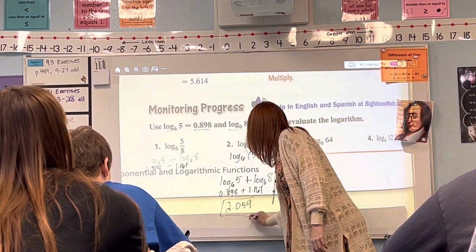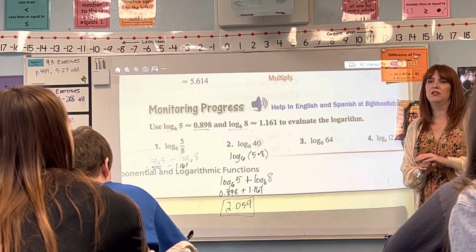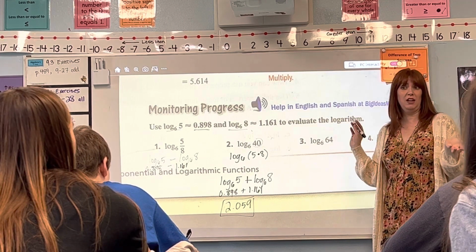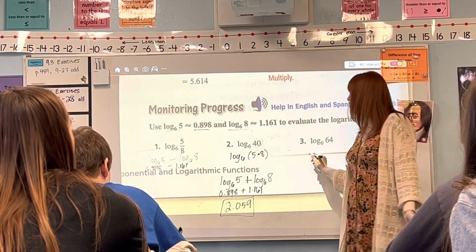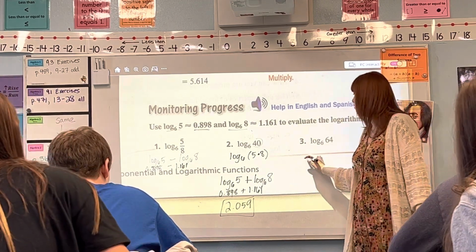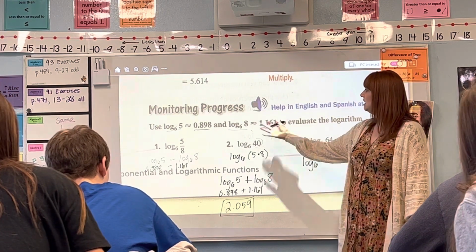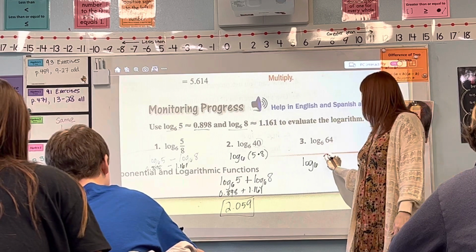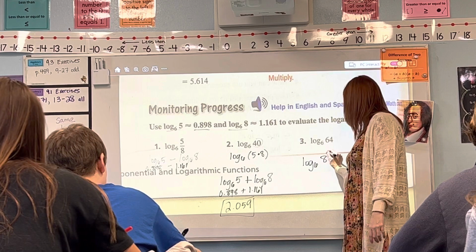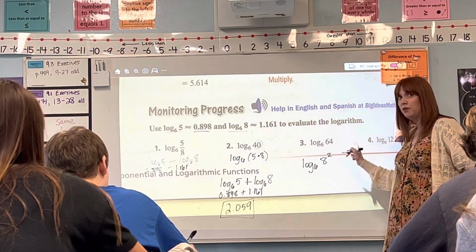How are you supposed to do number 3? I don't get that. How can you turn 64 into 8s or 5s? 8 times 8. Or you could say 8 squared, right? So you could do either one. You could do 8 times 8, or I'm going to do 8 squared just so I can show you the other property. So 64, as long as you can turn it into 8s or 5s or both. 64 could be 8 times 8, and you could use the product property, or you could do 8 squared. I'm going to do this one so I can show you the rule for the power property.